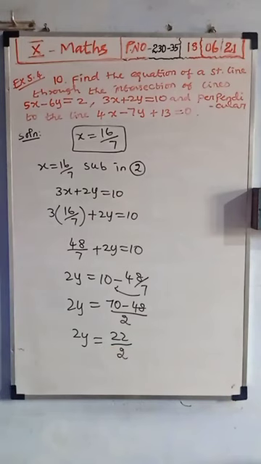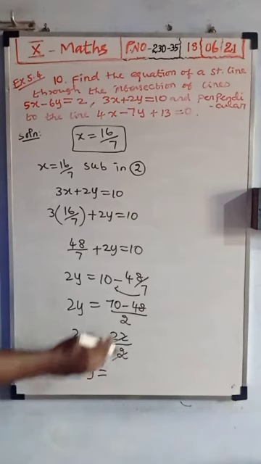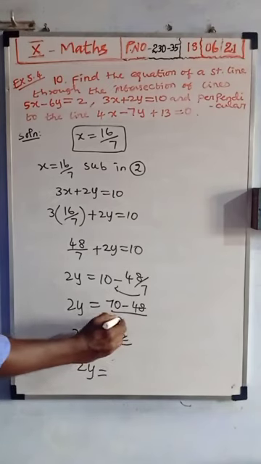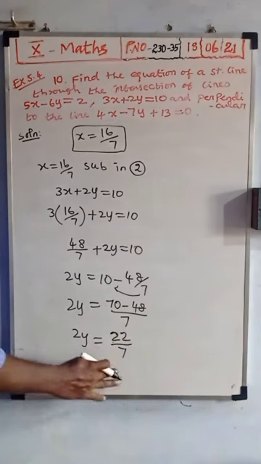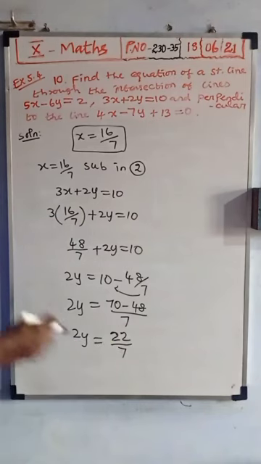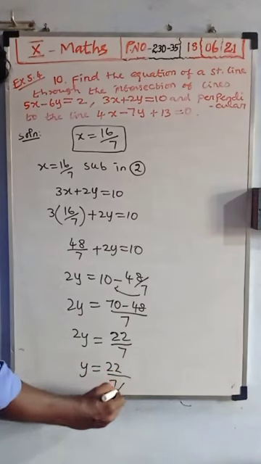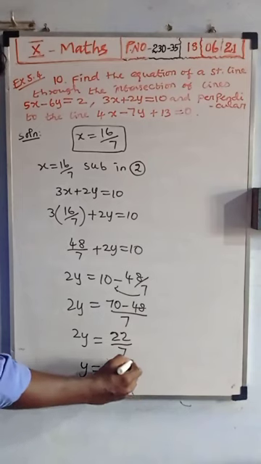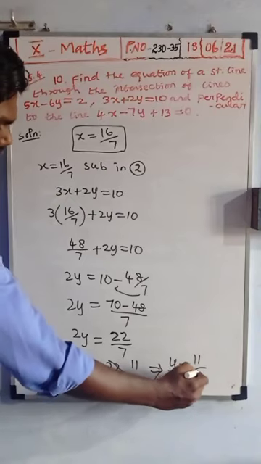22 divided by 2. Okay, 22. This you should cancel, means 2y is equal to, sorry, here divided by 7, not 2. Here, 22 divided by 7. Now next step, this 2 will go to the denominator, so y is equal to 22 by 7 into 2. Now 2 twos cancel, we get 11. This implies y is 11 by 7.